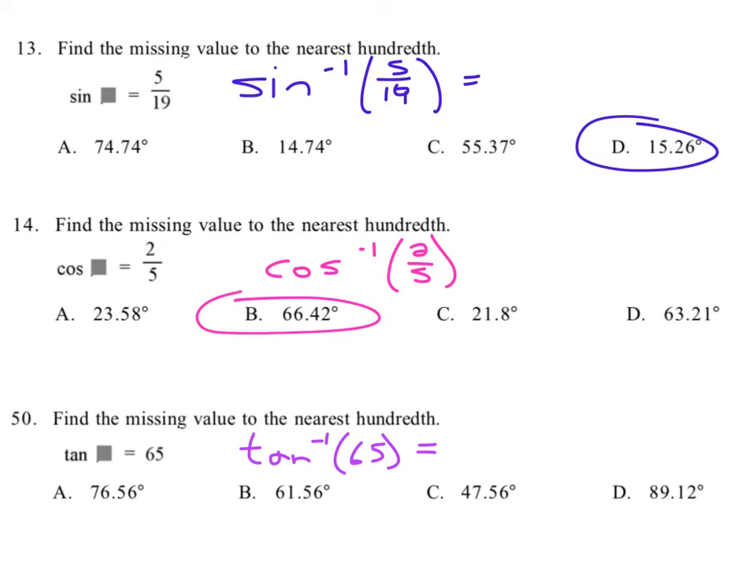And you get 89.118, which rounds to 89.12. D. That's all. Pretty straightforward, right? That's the whole idea. You want to know the angle, you already know the ratio, do the inverse of that function.